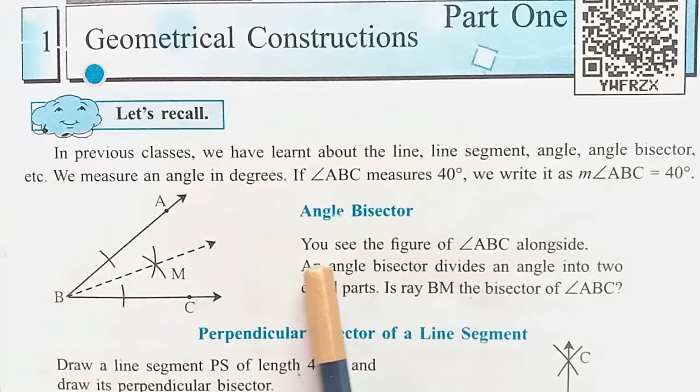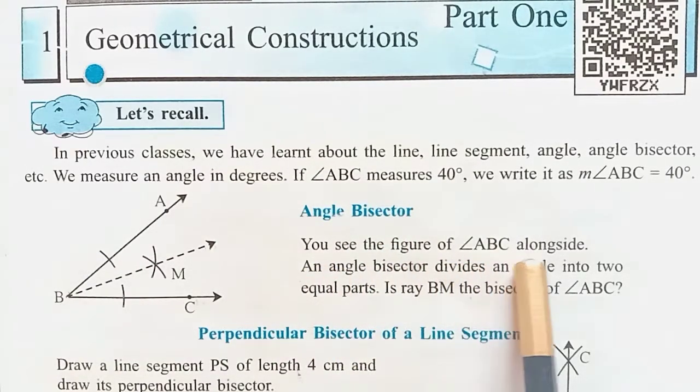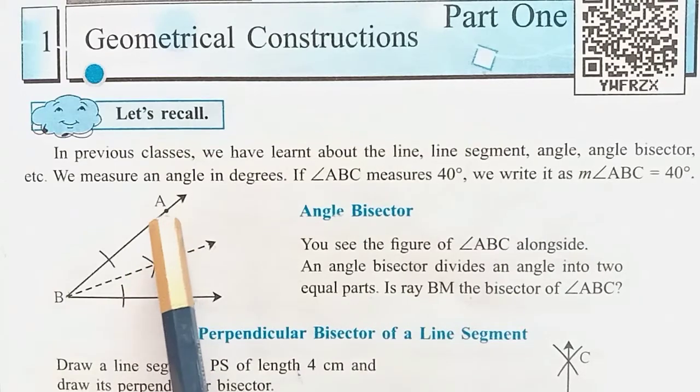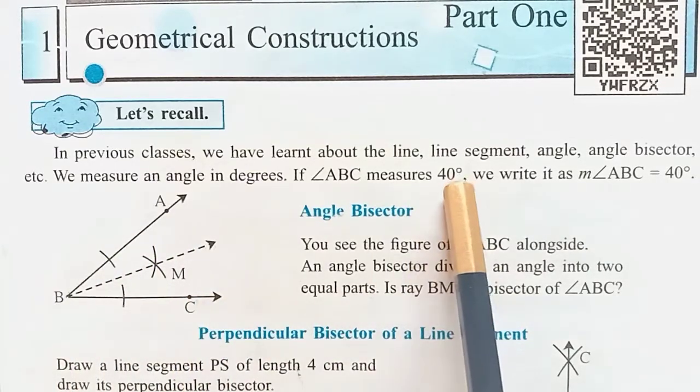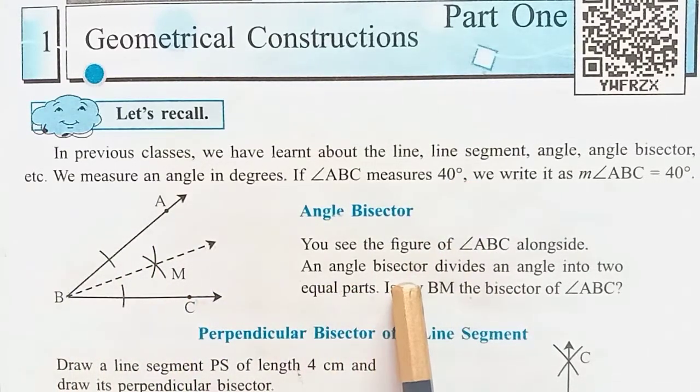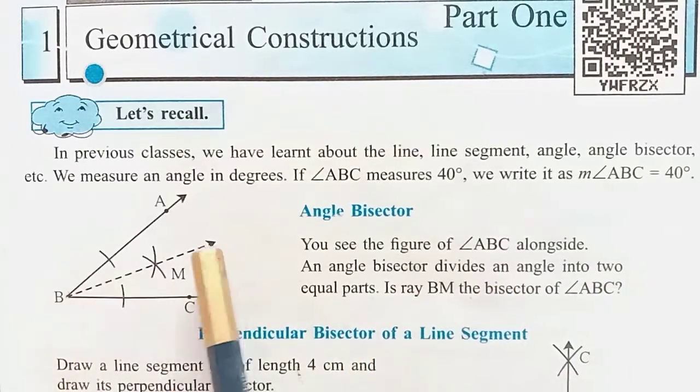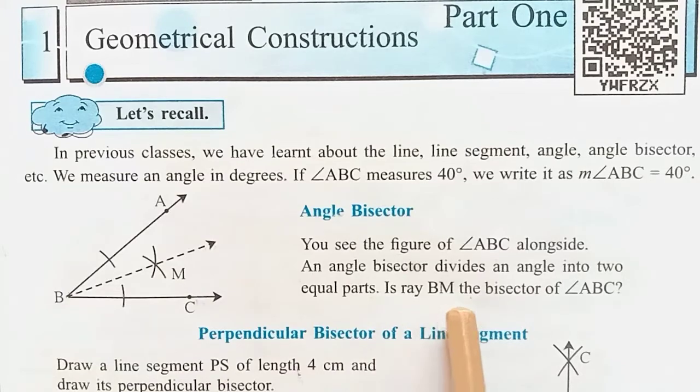Angle bisector. You see the figure of angle ABC alongside. This is angle ABC, which is equal to 40 degrees. An angle bisector divides an angle into two equal parts. BM is the angle bisector. Is ray BM the bisector of angle ABC?